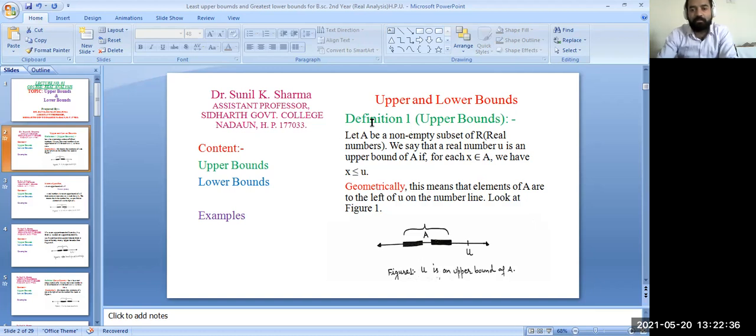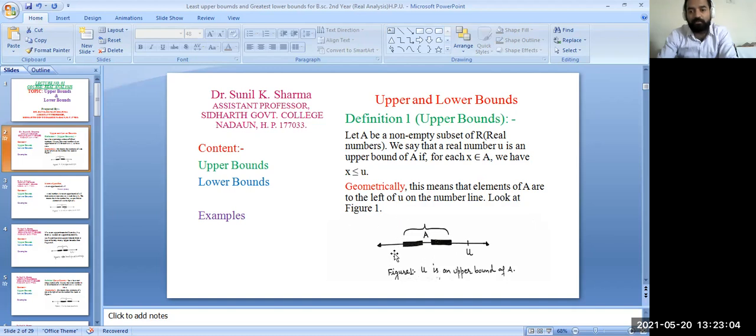So let us start with upper bounds. Let A be a non-empty subset of real numbers R. We say that a real number U is an upper bound of A if for each x belongs to A, we have x is less than or equal to U. Geometrically, this means that the elements of A are to the left of U on the number line.